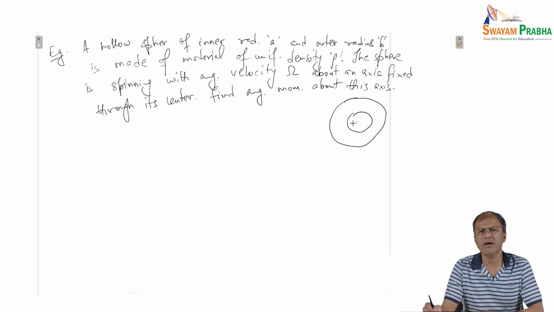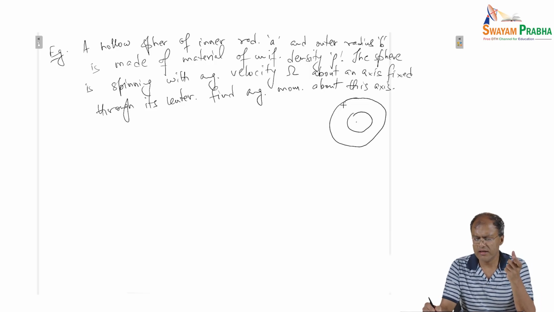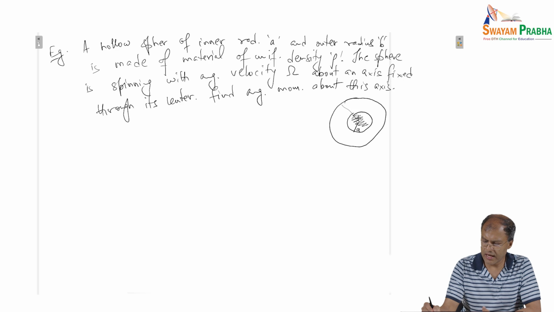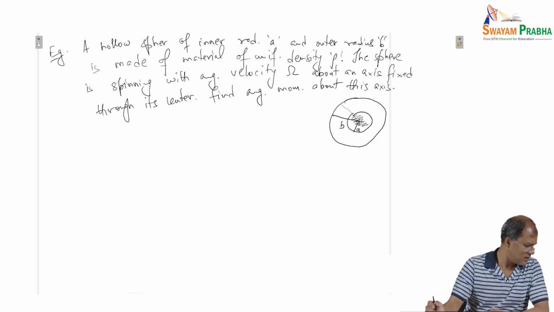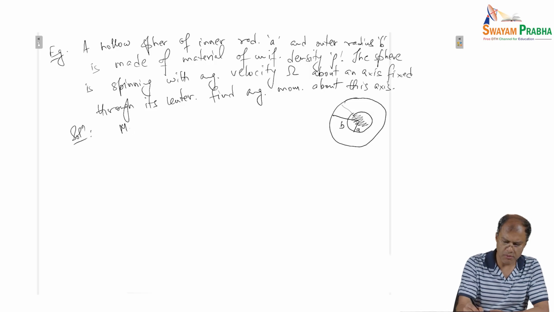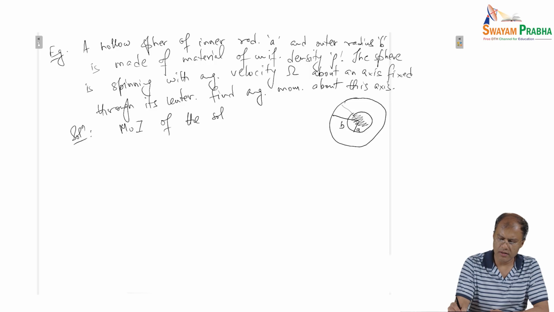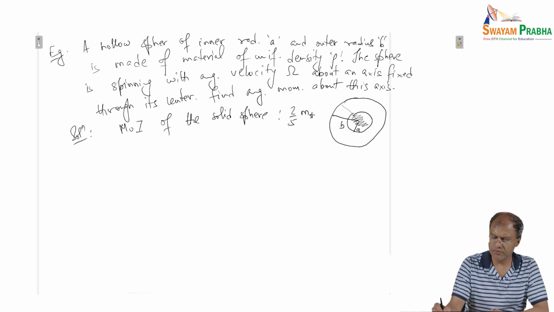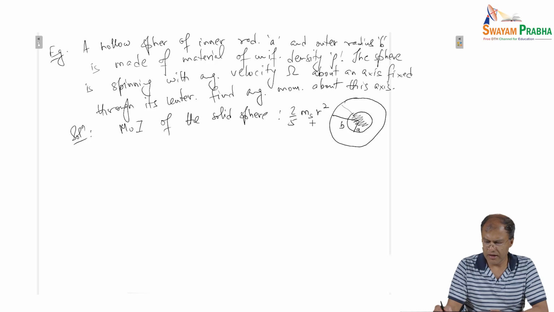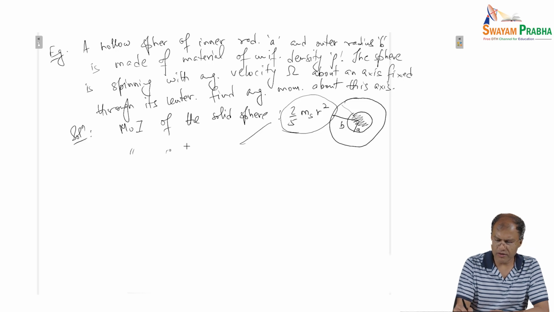So what we have is essentially a hollow sphere. It's not exactly a sphere, but it's a 3D annulus. So we can find the formula for the solid sphere and subtract the component of the space, which is this shaded region. We have the inner radius being A and the outer radius being B, and the moment of inertia of the solid sphere is 2 by 5 m r square, so this is the moment of inertia of the solid sphere.